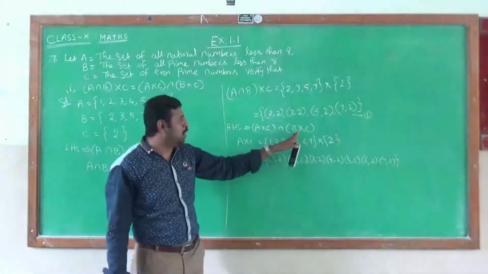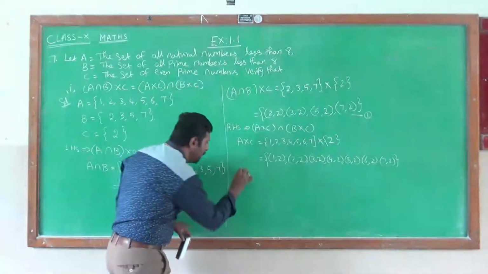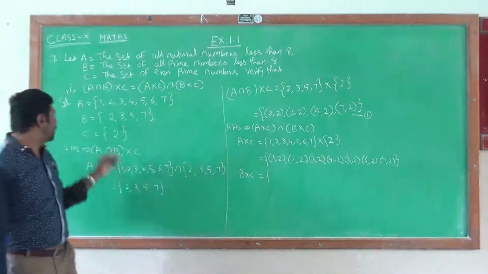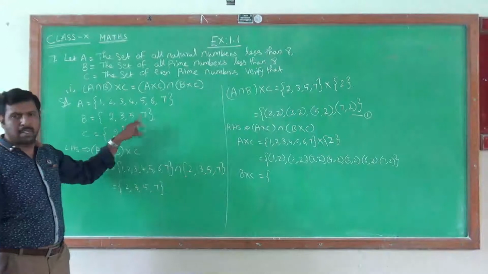Now we want to find B × C. The set B × C is equal to, the set B here is 2, 3, 5, 7, right?